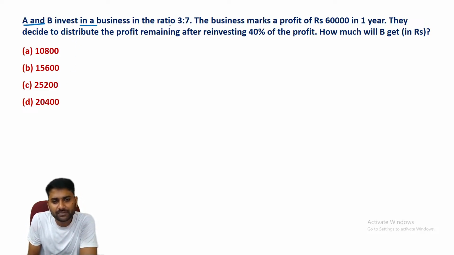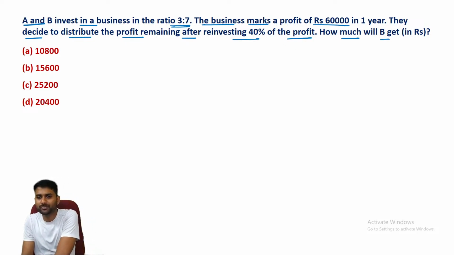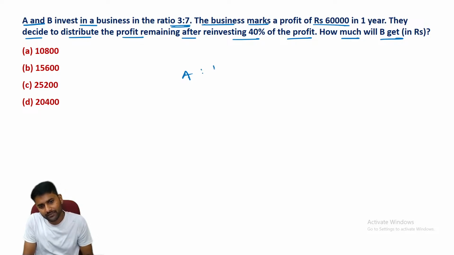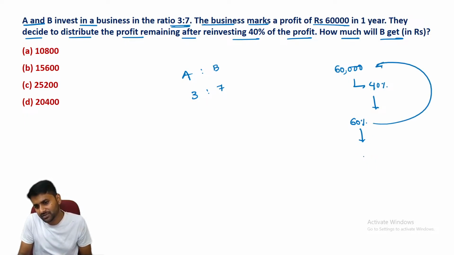A and B invest in a business in the ratio of 3 is to 7. The business makes a profit of 60,000 rupees in 1 year. They decided to distribute the profit remaining after reinvesting 40% of the profit. So how much will B get? The investment ratio of A to B is 3 is to 7. They clearly mentioned that out of 60,000, they are going to reinvest 40%. The remaining 60%, they are going to divide in the ratio of 3 is to 7.